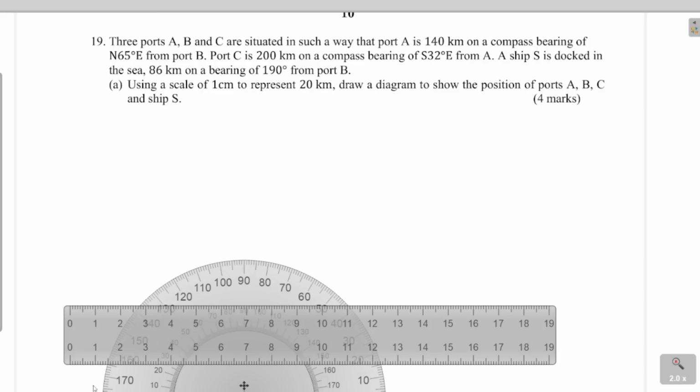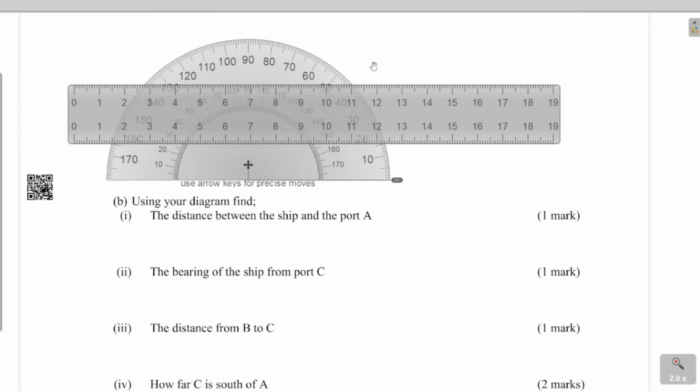Part A. Using a scale of 1 centimeter to represent 20 kilometers, draw a diagram to show the positions of ports A, B, and C and ship S. And then we have the other question down here. Part B. Using your diagram, find 1. The distance between the ship and port A. 2.